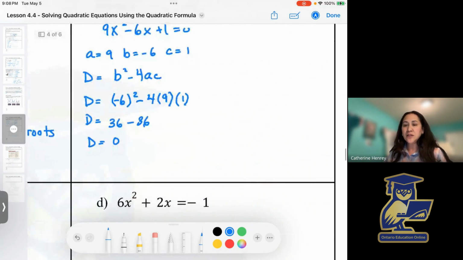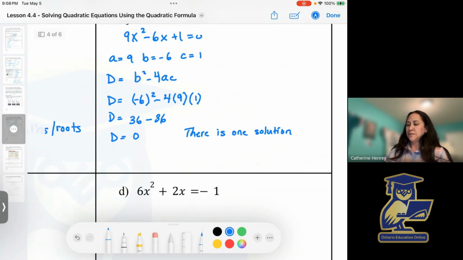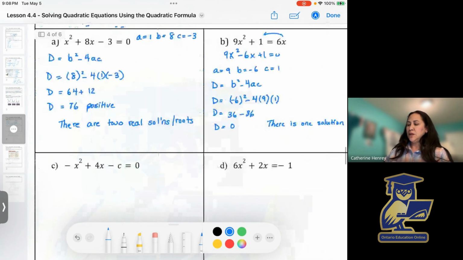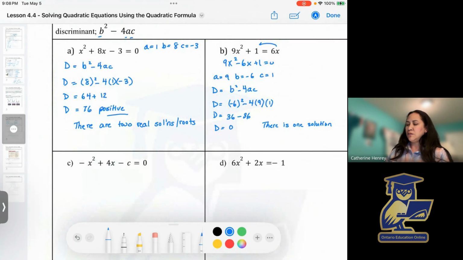So once we know that the discriminant here is equal to 0, then we can say that there is 1 solution. So this is a situation where we would have a parabola that only touches the x-axis at one point. So if d is positive, we have 2 solutions. If d is 0, we have 1 solution.